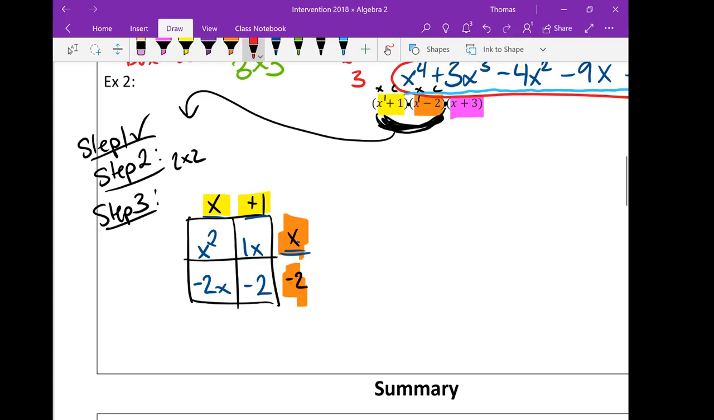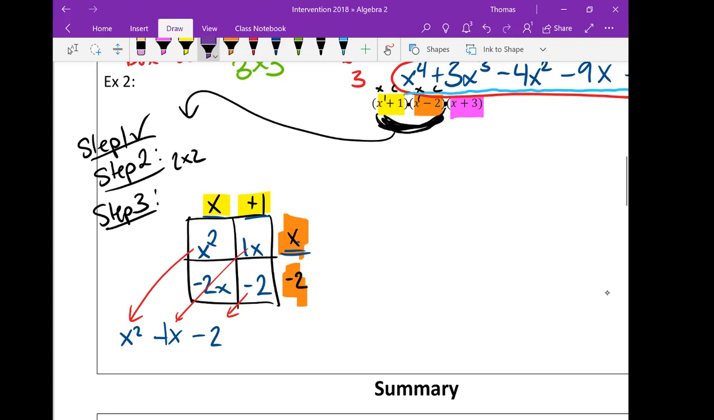There's no rush on these. And then now let's total our columns diagonally. Total from the squareds, there's only just the x squared, so that's that. Total from here is a positive 1 and a negative 2. So it's like I have 1 and I took 2 away. So there's a minus 1x left over, and then a negative 2. So that's our result from the yellow and orange being together.